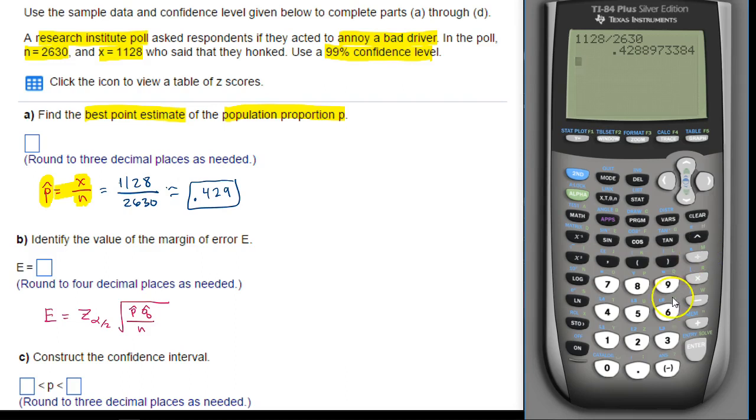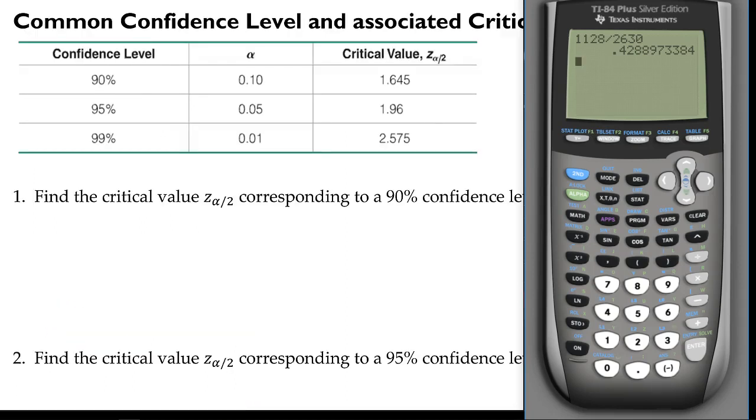The second question says, identify the value of the margin of error, E. So here's the formula for E. This symbol here represents the critical value. So this is the critical value. And we have some common critical values given some common confidence levels. So a lot of times the confidence levels that we're going to see very often are 90%, 95%, 99%. And the critical values for those confidence levels are these.